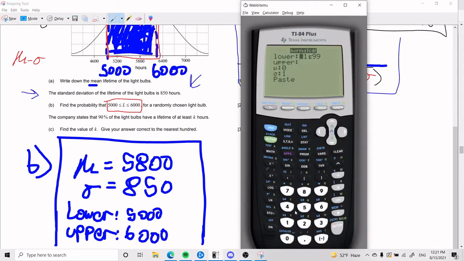And so I'm going to plug in for lower 5,000, for upper 6,000. For the weird symbol here, we know that it's the mean, 5,800, and the standard deviation, 850. Trust the process always. Bada bim, bada boom, click paste. Press enter again, and it spits out 0.4197.